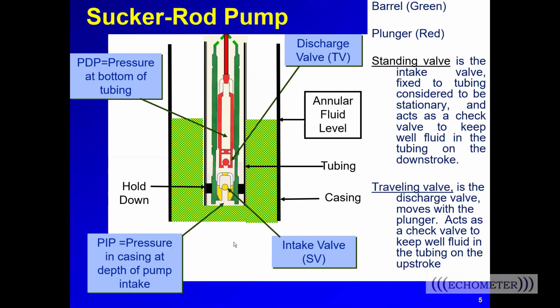The intake valve is also called the standing valve. It's fixed to the tubing and considered to be stationary. It acts as a check valve to keep well fluid in the tubing on the downstroke.